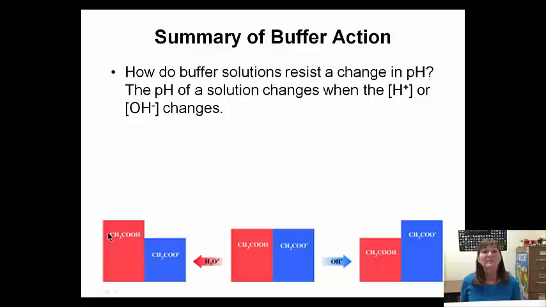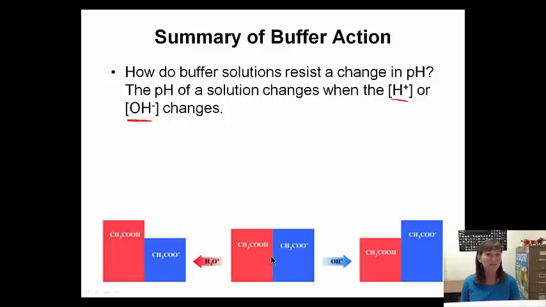There is something called the buffer action, so basically how a buffer is going to work. So how do buffer solutions resist a change to pH? The pH of a solution is going to change in 2 different scenarios: either adding an acid, which increases your hydrogen ion, or adding a base, which is going to increase your hydroxide ion. So let's look at this particular example.